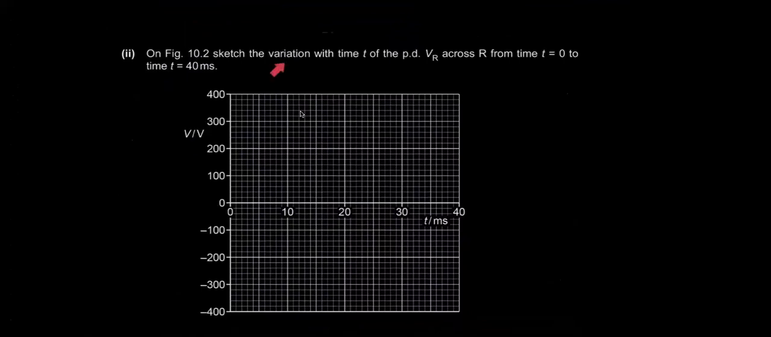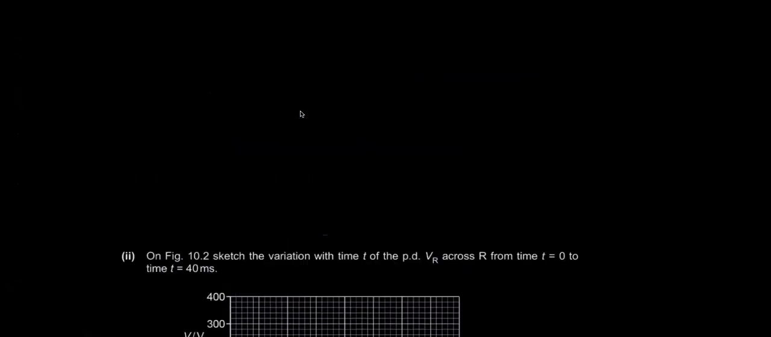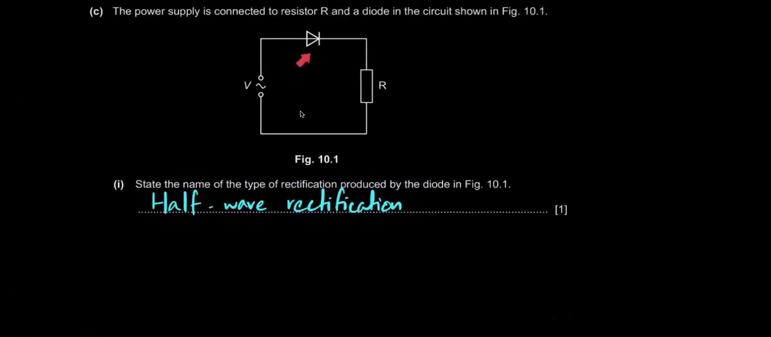On figure 10.2, sketch the variation with time t of the PD across R from time t equals 0 to time t equals 40 milliseconds. So this basically means that since our time period of the graph was 20 milliseconds, there are going to be two half cycles here. Right. So the way half wave rectification works is that it keeps your positive half cycle, but the negative half cycle becomes zero, right? And the reason for this is simply due to the diode, which only allows current to flow in one direction.